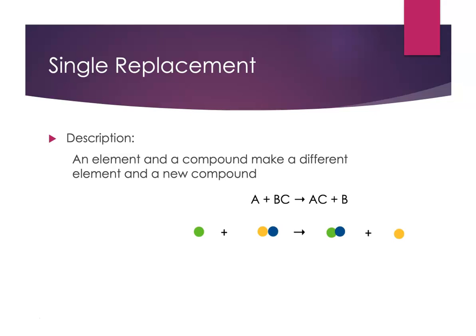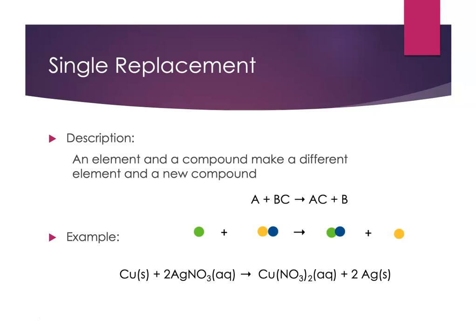We can look at it from a visual representation. We have the green atom reacting with the yellow and blue molecule. The green and blue atoms end up together, and the yellow atom takes off as an element. A real-life example of a single replacement reaction involves copper reacting with a solution of silver nitrate. The copper kicks the silver ions out of the silver nitrate, takes its place. We end up with copper 2 nitrate and silver atoms.